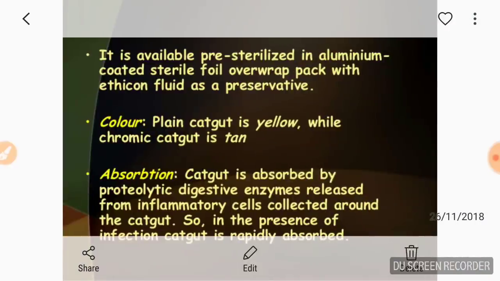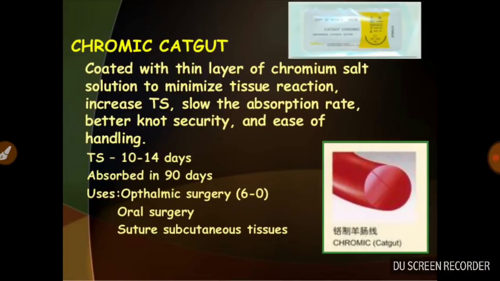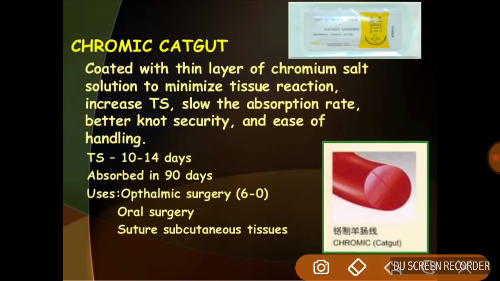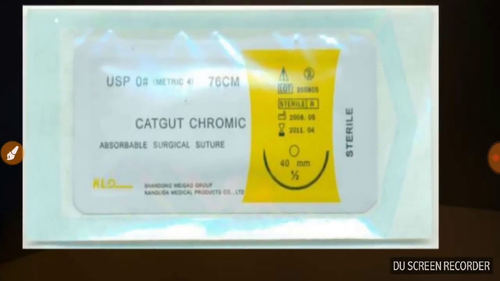Now moving to the other, that is chromic catgut. Some more things: the color of plain is yellow and chromic is tan. Absorption is by proteolytic digestion, as you already know. Chromic catgut is coated with a thin layer of chromium salt solution to minimize the tissue reaction and increase the tensile strength. Tensile strength is 10 to 14 days, and it is absorbed in 90 days. Used in ophthalmic surgeries, oral surgeries, and suturing the subcutaneous tissue. This is the chromic catgut picture you can see.